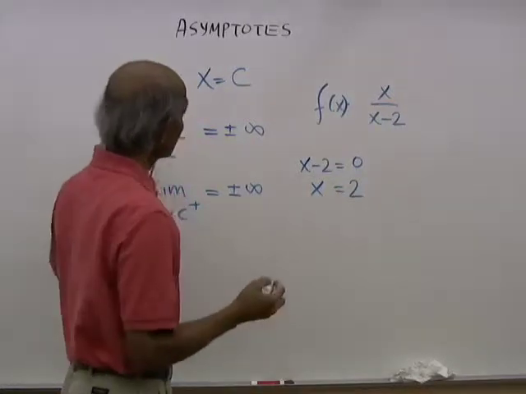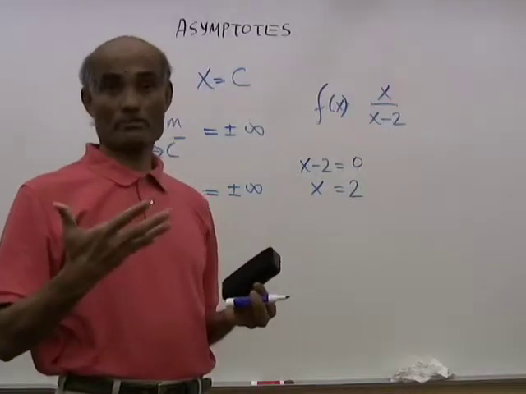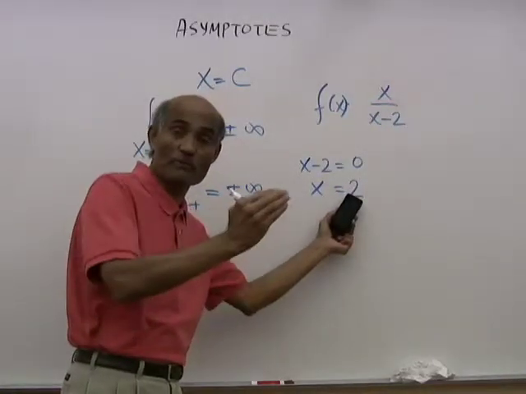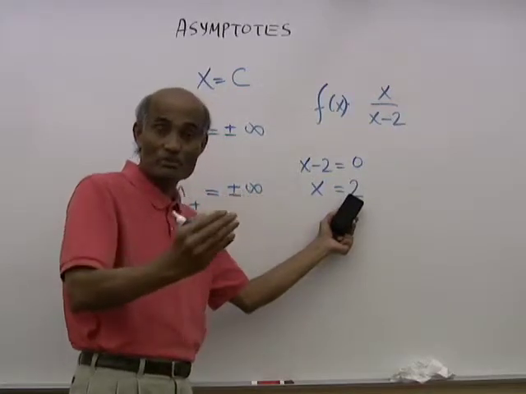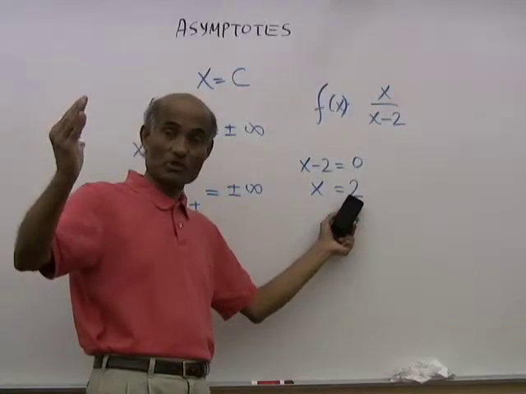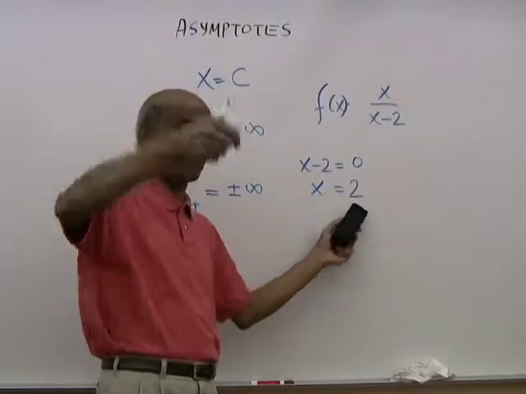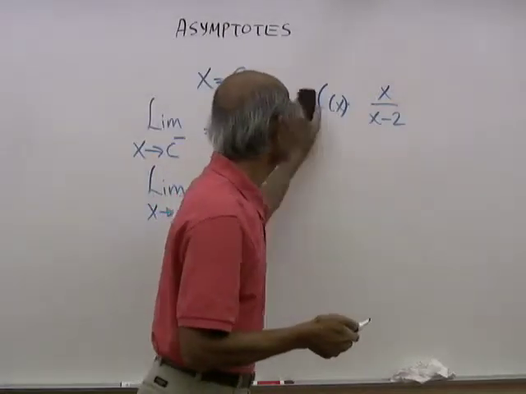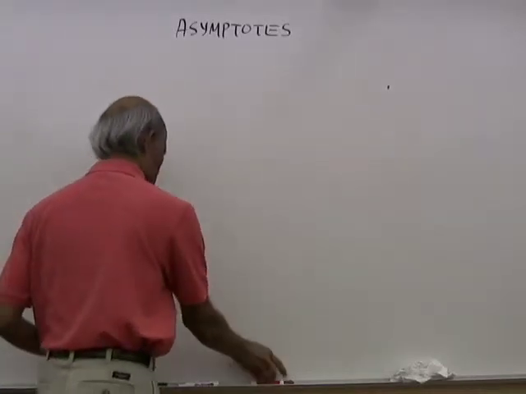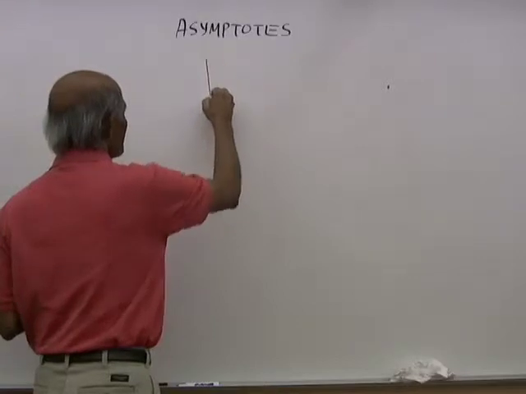Now, when you draw the graph, what is it going to look like? You know that as x gets closer and closer to 2 from the left, the function value goes to negative infinity. And as x gets closer and closer to 2 from the right, the function value goes to positive infinity. So it must be easy to sketch the graph of this function. Let's sketch the graph and see how.